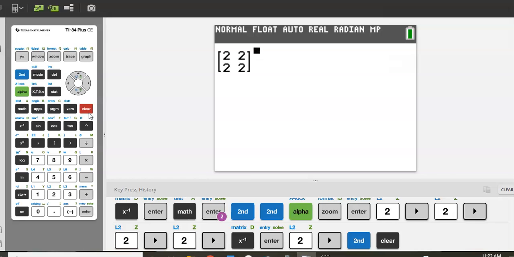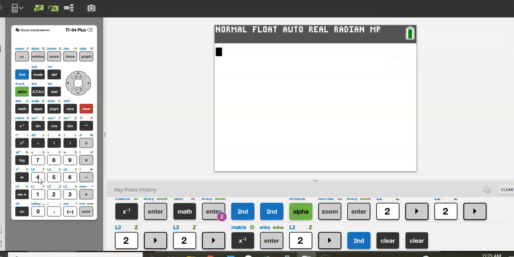Last element, last rule for matrices, and that would be scalar multipliers. This is kind of weird. You're allowed to multiply a matrix by a matrix, and you're allowed to multiply a matrix by a whole number.